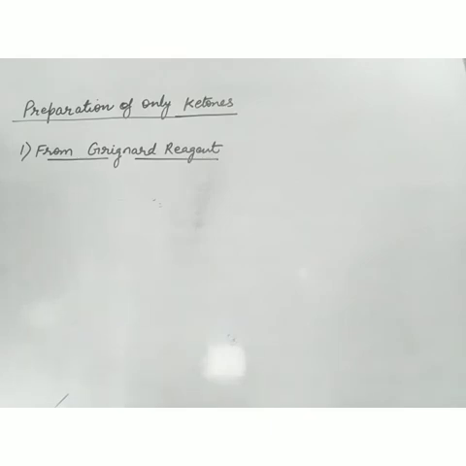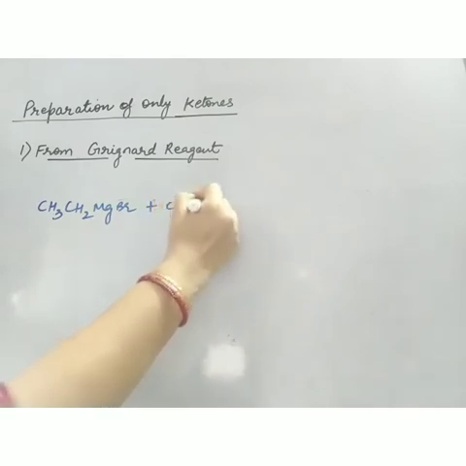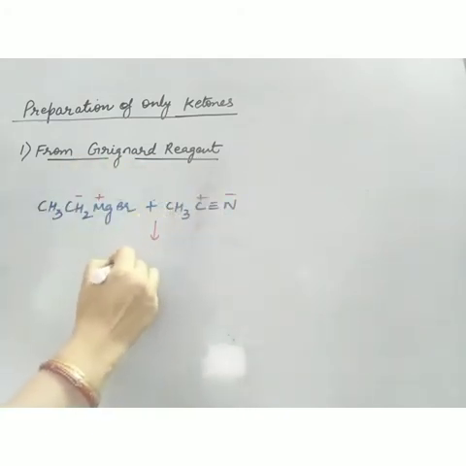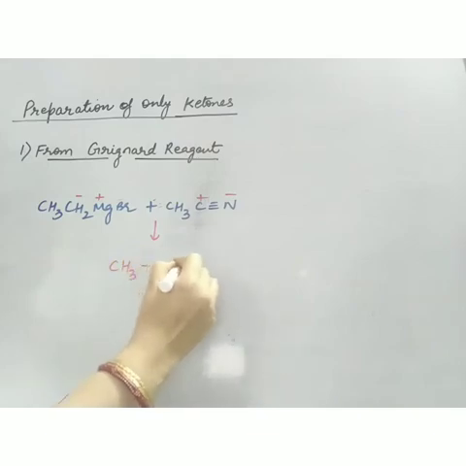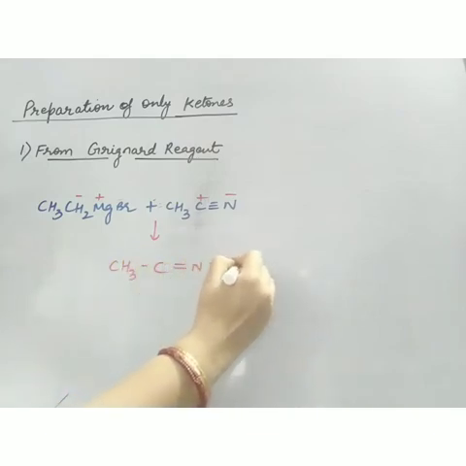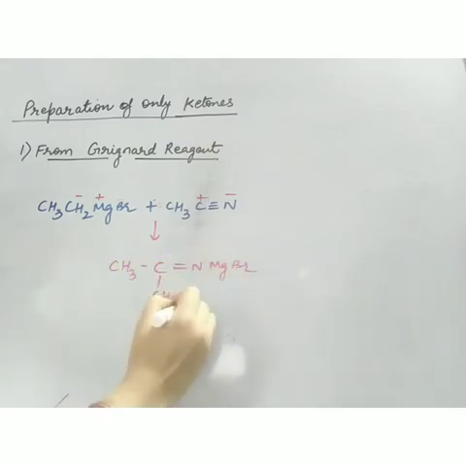Now let's take one more example here. Suppose I am taking a 2 carbon Grignard reagent and a 2 carbon nitrile. Now there will be addition, so plus minus plus minus. So I will get this, like this.